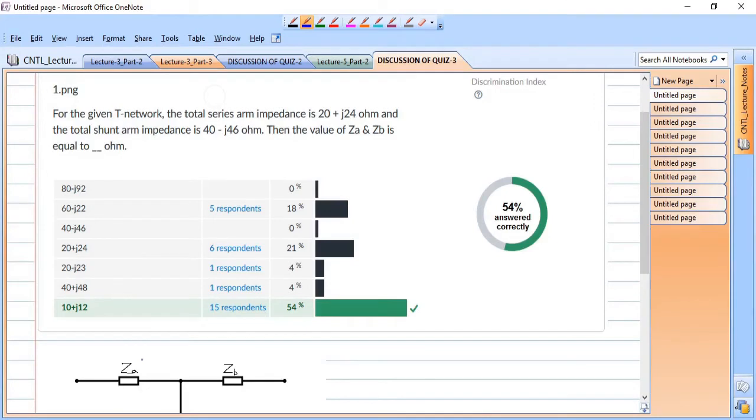So what about each of these arm impedances? It will be half of that. So ZA is equal to 10 plus J12 ohm and ZB will be equal to 10 plus J12 ohm. So that's the answer for this question. It's an easy answer.